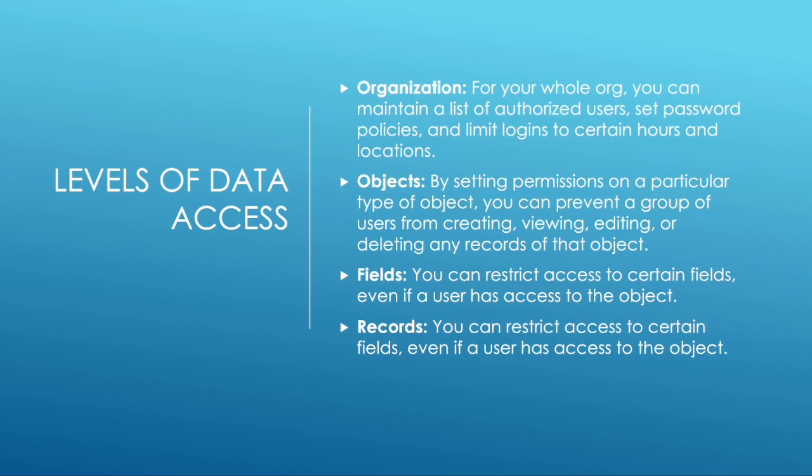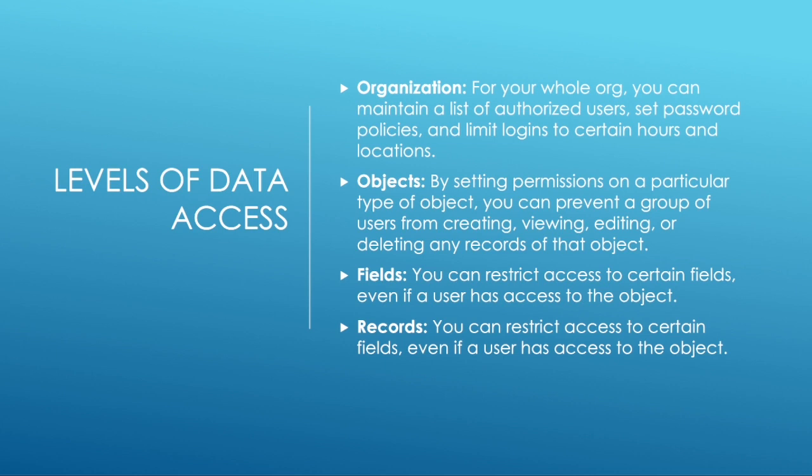For fields, you can restrict access to certain fields even if a user has access to the object. An example would be you can make the salary field on a position object invisible to interviewers but visible to a hiring manager and recruiter. That would be an example of field level access, where you want certain fields to be accessible to certain users.